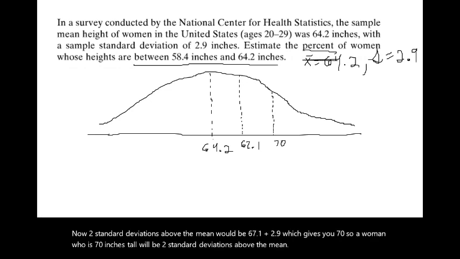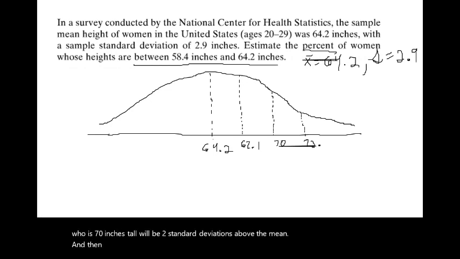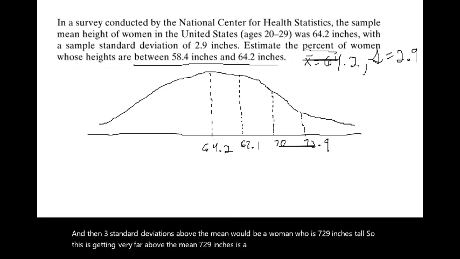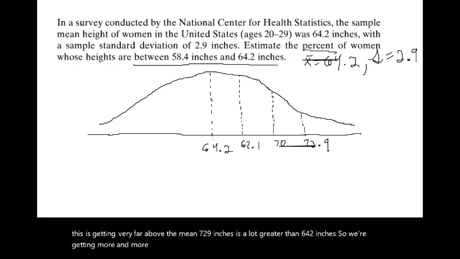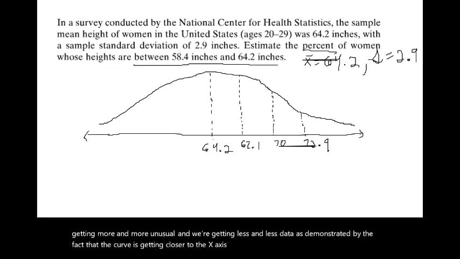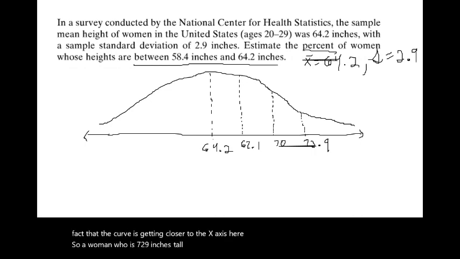And then 3 standard deviations above the mean would be a woman who is 72.9 inches tall. So this is getting very far above the mean. 72.9 inches is a lot greater than 64.2 inches. So we're getting more and more unusual, and we're getting less and less data, as demonstrated by the fact that the curve is getting closer to the x-axis here. So a woman who is 72.9 inches tall would be 3 standard deviations above average.